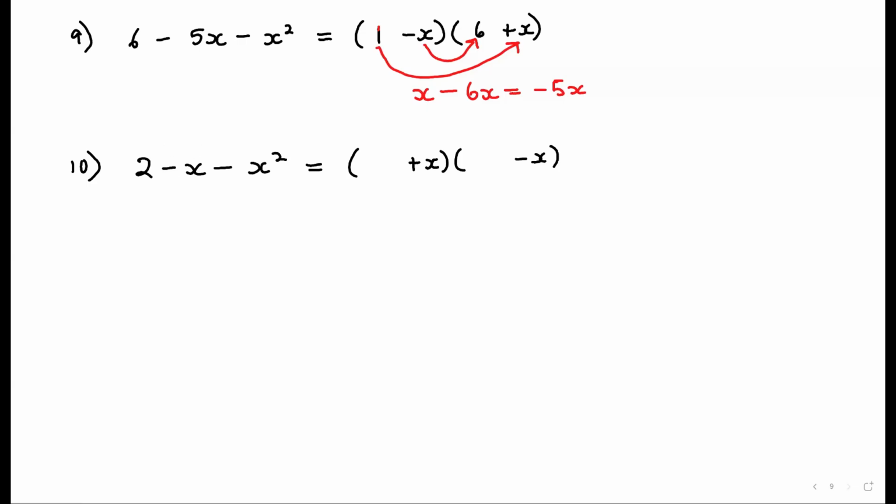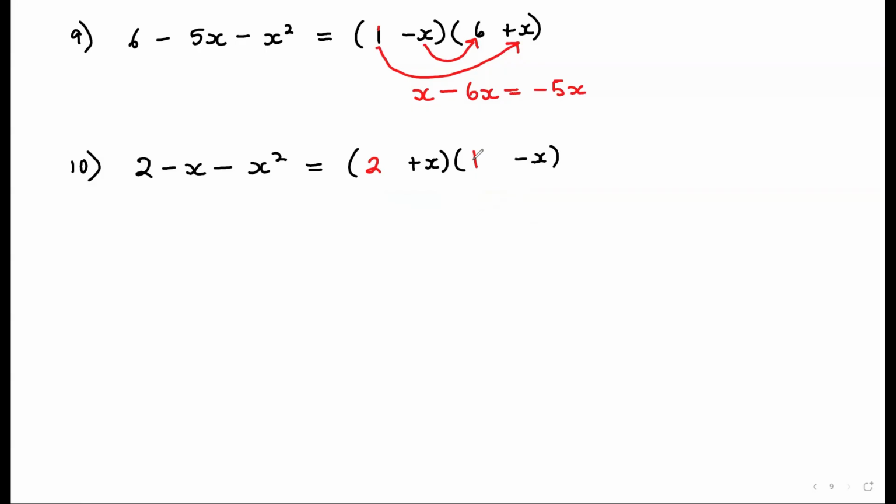So if I put 1 here, well, 1 times minus x will give me minus x. So that means 2 would have to go here. And x times 2 is 2x. So this will not work because minus x plus 2x is positive x, but I need negative x, right? So I'm going to switch them instead, and I'm going to put 2 here, right? And 1.